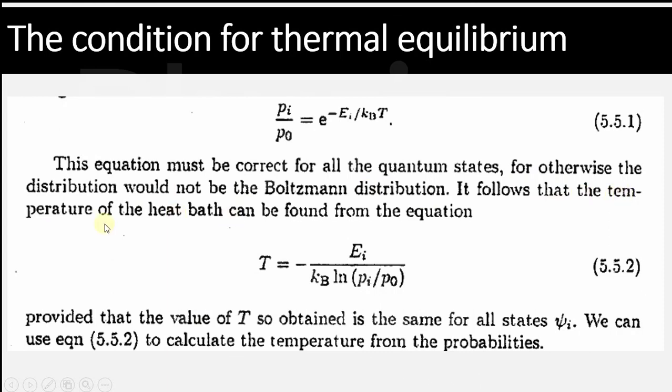It follows that the temperature of the heat bath can be found through this equation. This is the equation we use for finding the temperature, provided that the value of T obtained is the same for all states psi i, where psi is the wave function of the particle. We can use equation 5.5.2 to calculate the temperature from the probability. First we find the probability, then the probability from the ground level to the quantum state, and lastly we find the temperature.